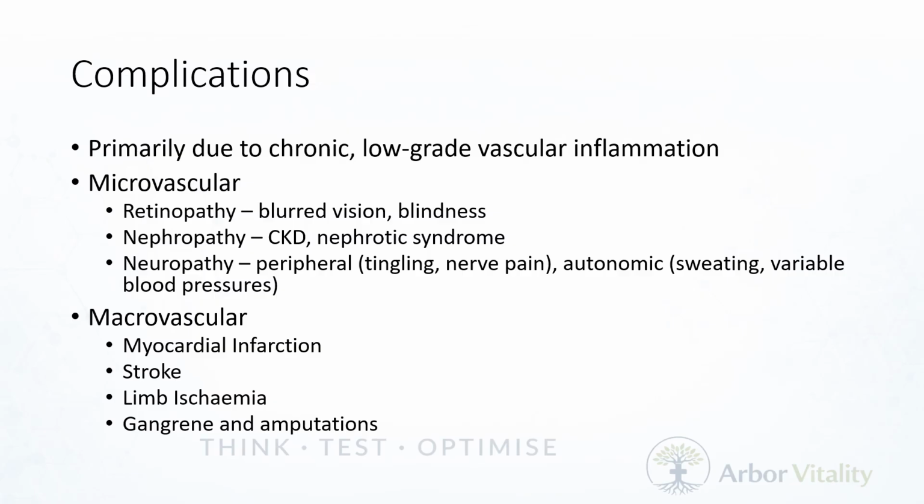Neuropathy is very common in uncontrolled diabetics. Get peripheral neuropathy with tingling and nerve pain. Autonomic neuropathy, i.e. sweating, variable blood pressures, essentially just dysregulation of metabolism. Then macrovascular complications are myocardial infarctions, strokes, limb ischemia, gangrene, amputations.